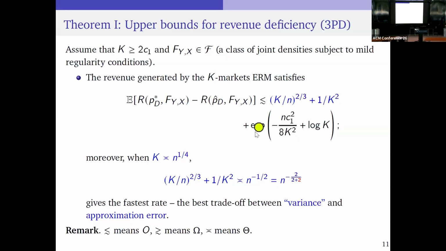Anyway, the first result is this: if you do what I was just talking about, the K-market 3PD, that gives you p_D hat. If you look at the revenue at p_D hat, and compare it with the revenue at the true-distribution 3PD optimum, this is essentially a generalization error, or what people sometimes call regret. You can bound this generalization error by two terms and a third term. You can sort of ignore the third term.